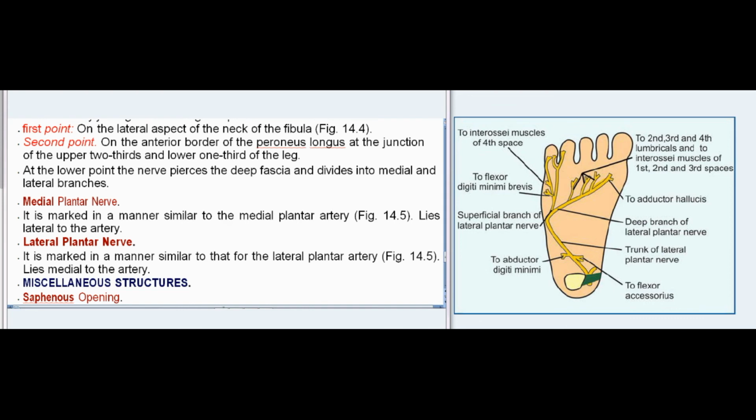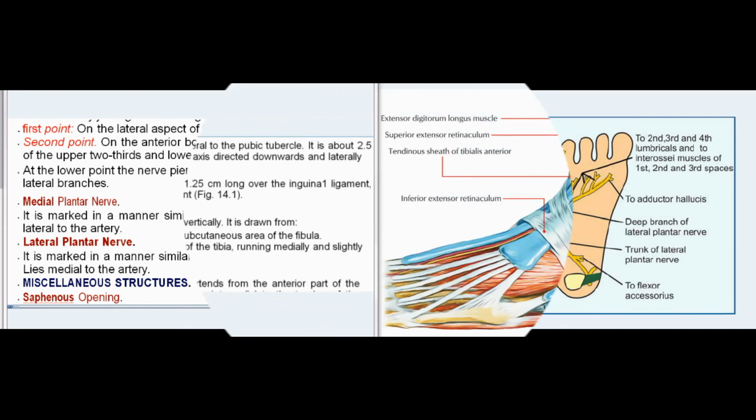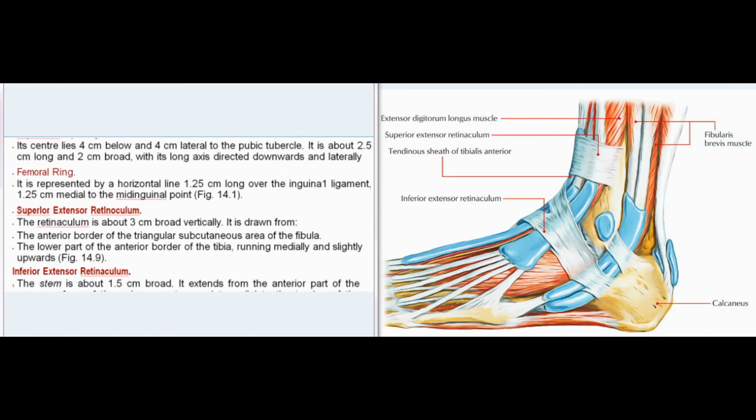Miscellaneous structures. Saphenous opening. Its center lies 4 cm below and 4 cm lateral to the pubic tubercle. It is about 2.5 cm long and 2 cm broad, with its long axis directed downwards and laterally. Femoral ring. It is represented by a horizontal line 1.25 cm long over the inguinal ligament, 1.25 cm medial to the midinguinal point, Fig 14.1.